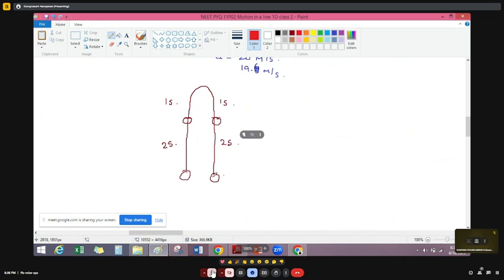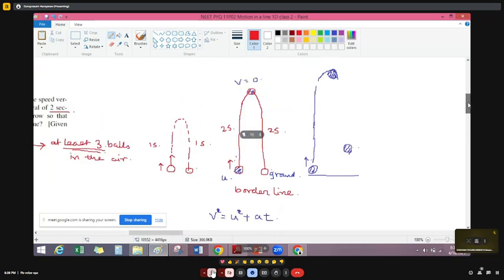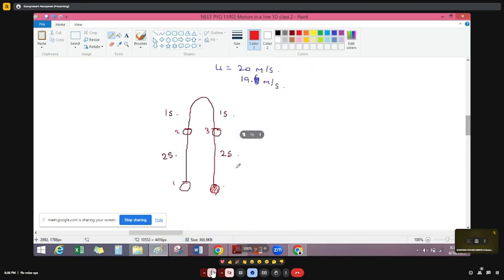That means this has already reached the ground, so I cannot count this. I can count the one I'm throwing. So 1, 2, 3. Here 1 and 2, because this has reached the ground. Here 1, 2, 3 will be in the air. So this is a borderline for 3 balls. I want more than 3 balls, so I have to throw more than this height. In that case, this will be up in the air here.